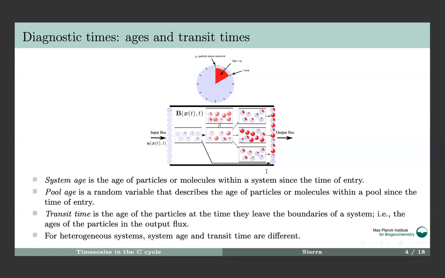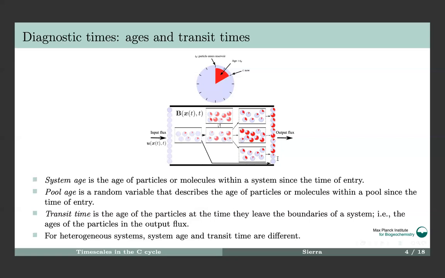Now, instead of looking at the mass that is stored inside the system, we can look at the output flux, what is leaving the ecosystem, let's say the respired CO2 out of the ecosystem. We can characterize what we call the transit time, which is the age of all the particles in the output flux at the time they are leaving. The transit time is a good measure of how long it takes for carbon or mass to pass through the whole ecosystem, from the time it enters until it leaves in the output flux.